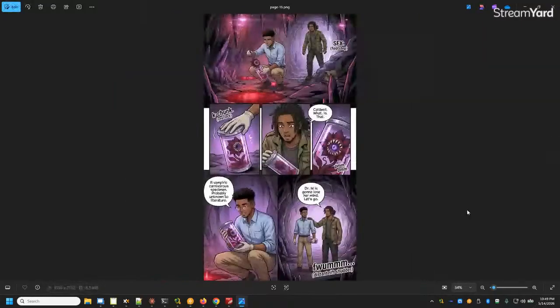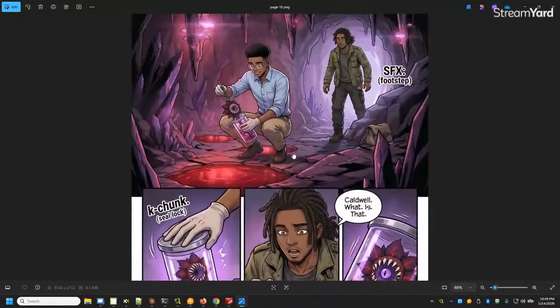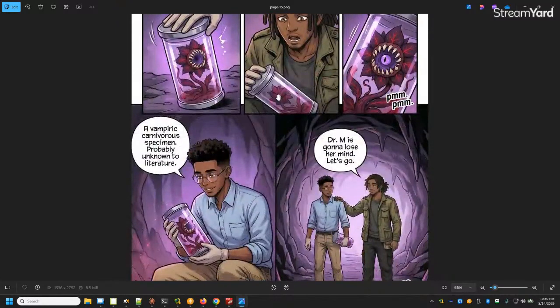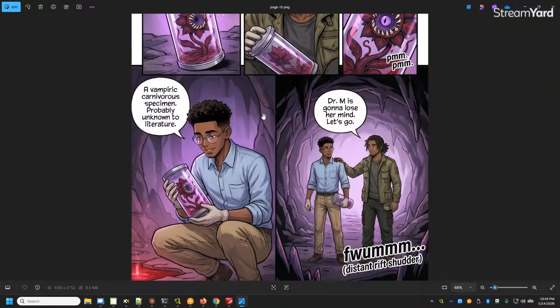Okay, grabbing the plant from the bottom without any issue, sealed, locked, and ready to go. A vampiric carnivorous specimen, probably unknown to literature. Not really, because your head scientist told you exactly kind of what it was or gave a name for it during the prep meeting.